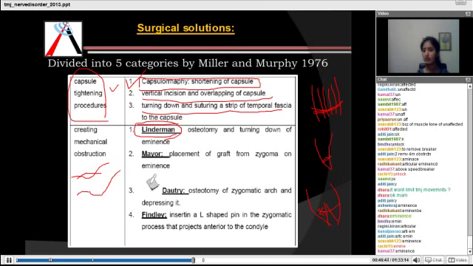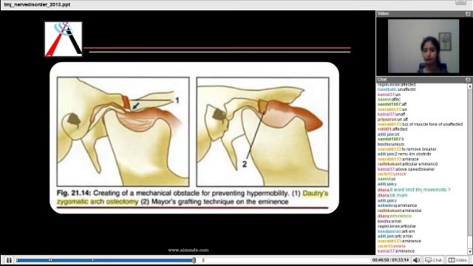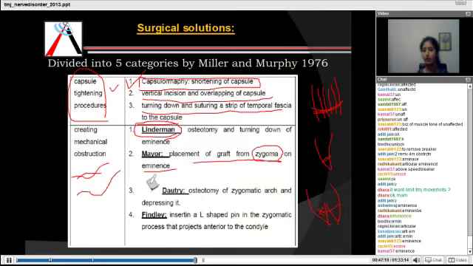Next, Mayer placed a graft on the eminence and this graft was obtained from the zygoma. Okay, in this figure you can see a graft is placed on the articular eminence. It is taken from the zygomatic process so that your articular eminence becomes a better speed breaker and prevents the anterior dislocation of the condyle. Okay, are you all getting me?